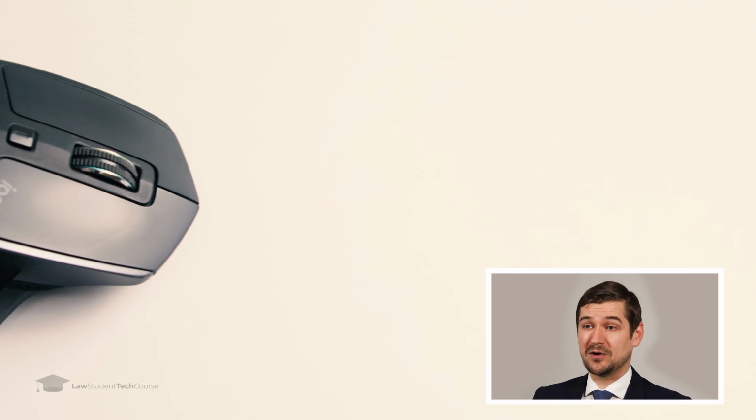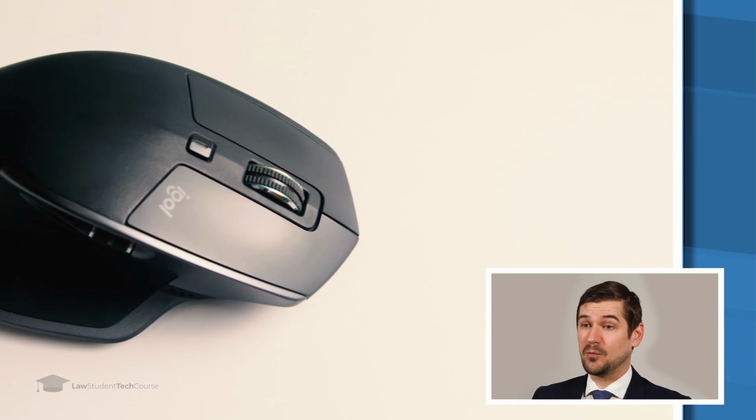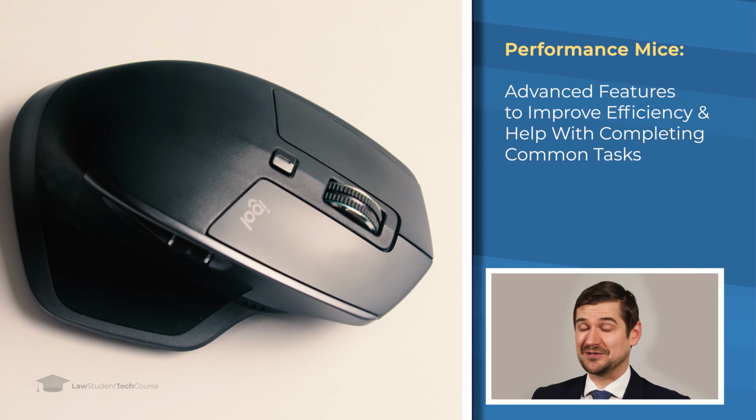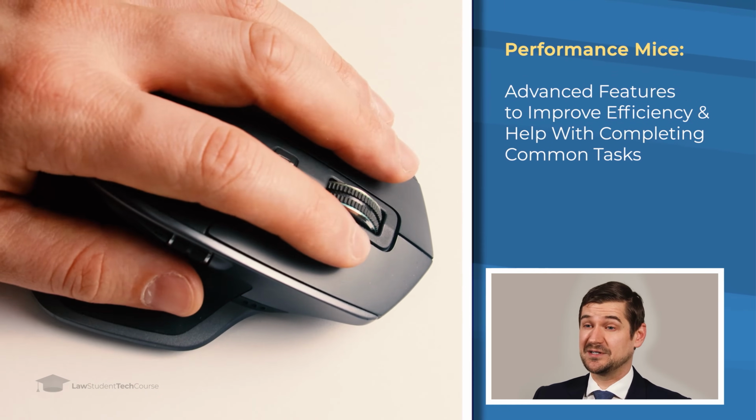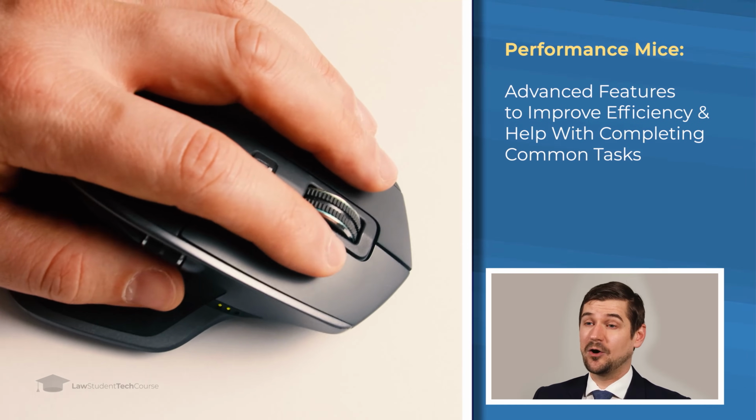Along with a keyboard, one of the main ways that we interact with computers is through a mouse. A performance mouse offers features that go beyond what a traditional mouse offers, more than just moving and controlling the cursor. It has advanced features which are designed to improve efficiency and help with completing common tasks. This lesson is about getting the most out of your time by using a performance mouse.